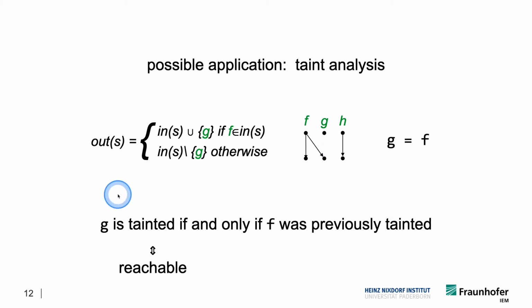And so what's nice here is that you really see this one-to-one correspondence, right? So really taintedness, so whether or not a value is tainted at a given statement, exactly corresponds to whether or not the respective node is reachable in the graph.